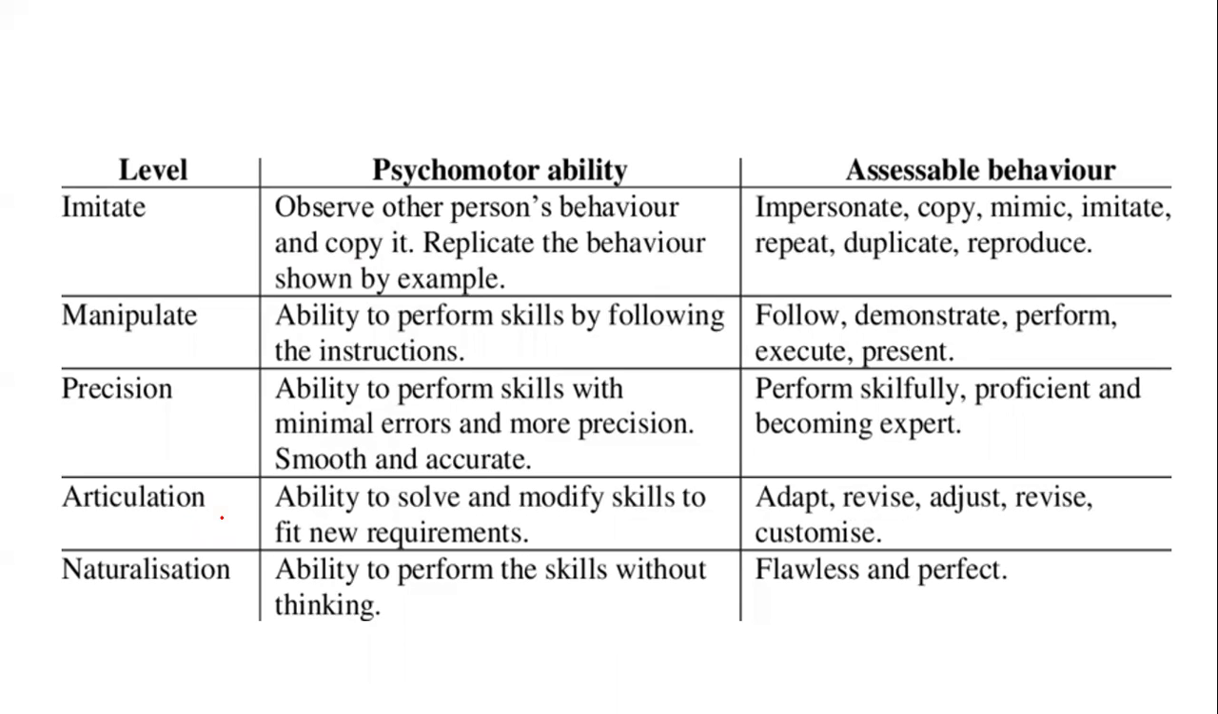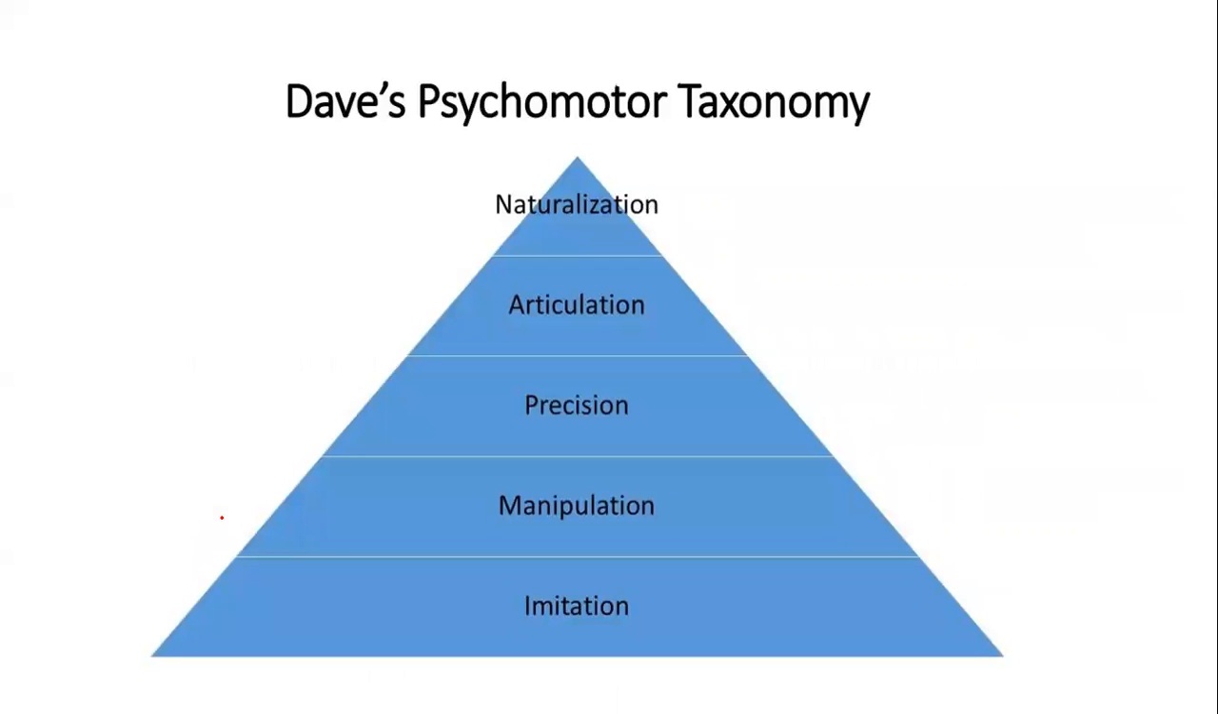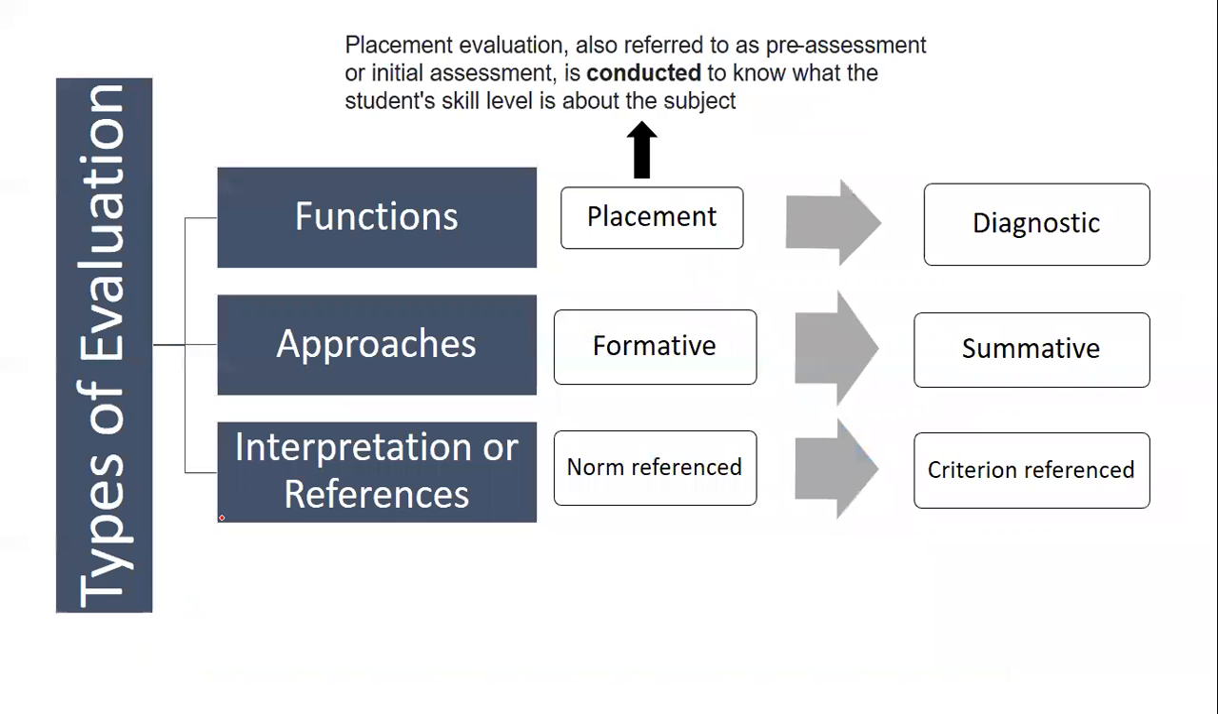Now see, this is a crash revision. You should not leave these things before revising. Even if you do not get time, you have to revise these important topics where questions are definitely expected. Then Dave's psychomotor taxonomy: we have imitation, manipulation, precision, articulation, and naturalization as the steps.